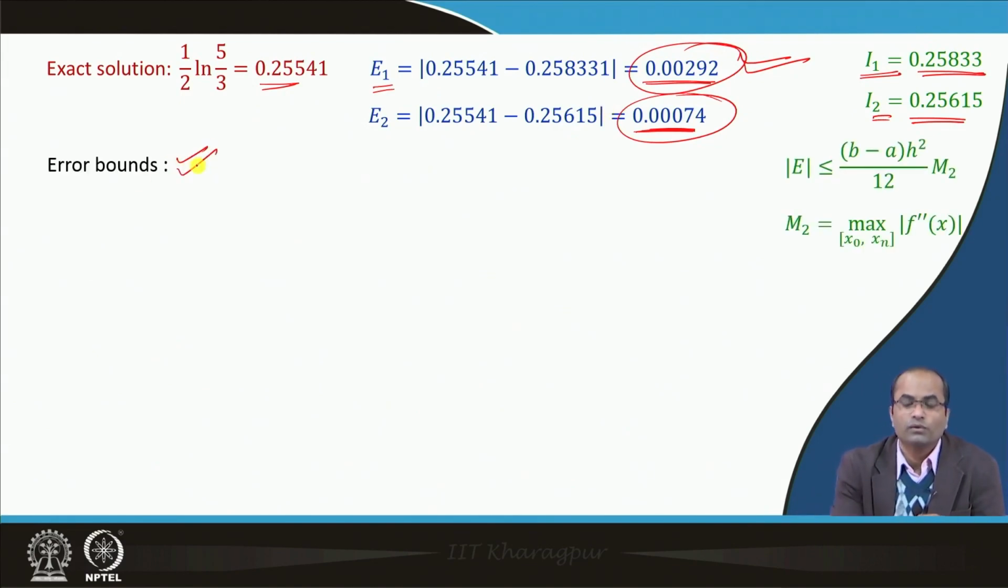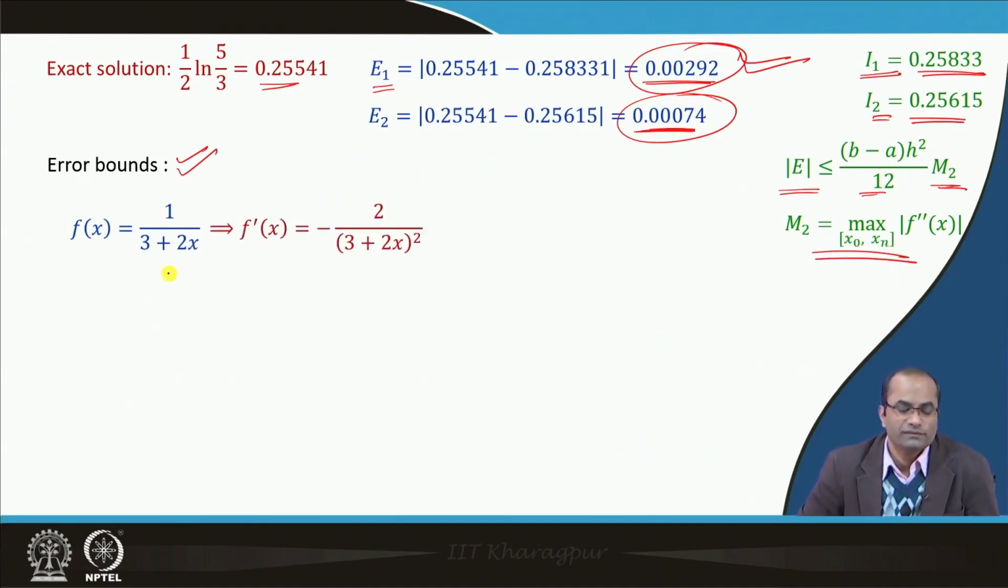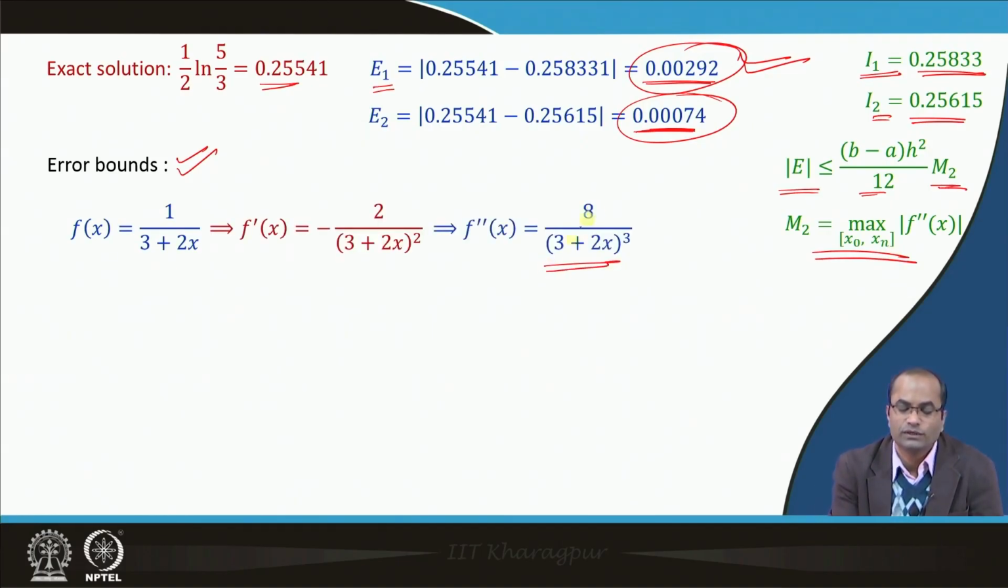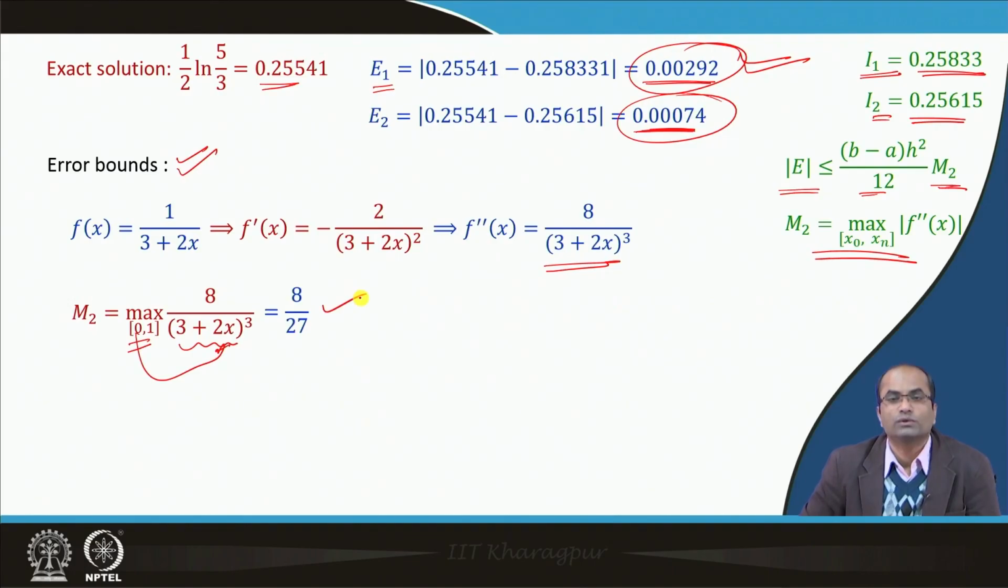Now, coming to the error bounds. We have the formula which was derived just before: (b minus a) over 12 times h squared times M2, where M2 is the maximum value of the second derivative. We have f(x) equal to 1 over 3 plus 2x, and we can compute the second derivative as 8 over (3 plus 2x) cubed, and now we need the maximum of this. The maximum will be when the denominator is minimum, that means x equal to 0. So we have 8 over 27 as the maximum value of this double derivative.